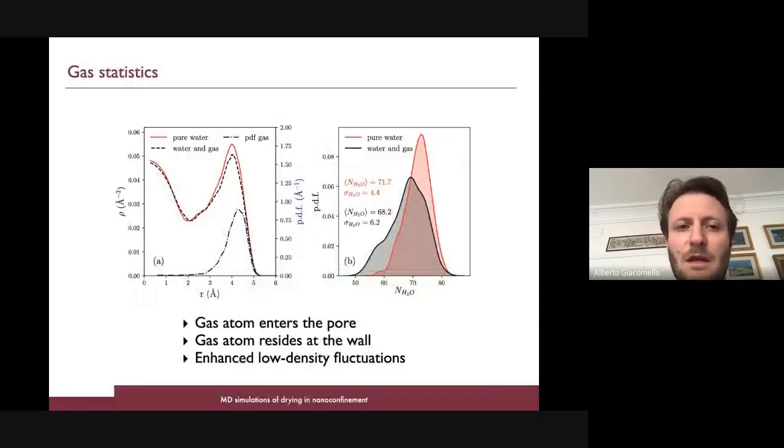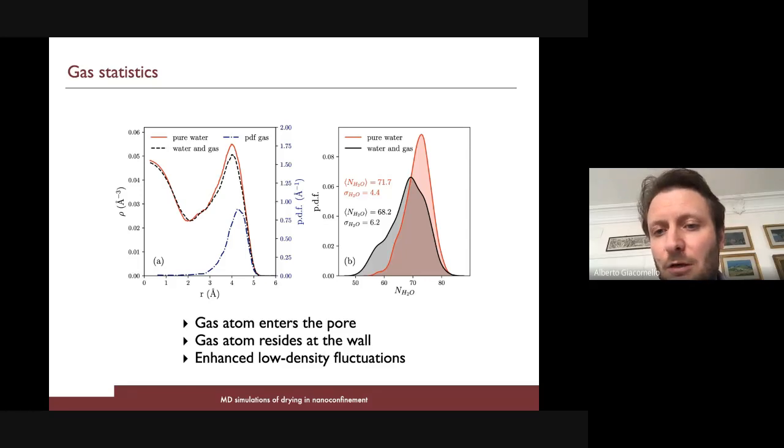So let's try to quantify it a little bit better. So this is the pore radius, and you see that the probability of finding a gas particle is maximum at the pore wall. So basically, this hydrophobic atom, this hydrophobic gas, resides preferentially at the wall. If you take a look at the density in the absence or in the presence of this gas particle, you see that indeed the presence of a gas particle reduces the density at the wall.